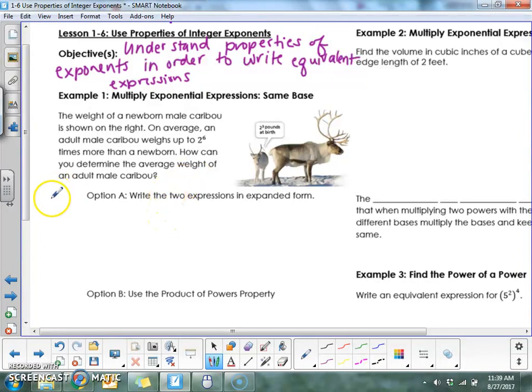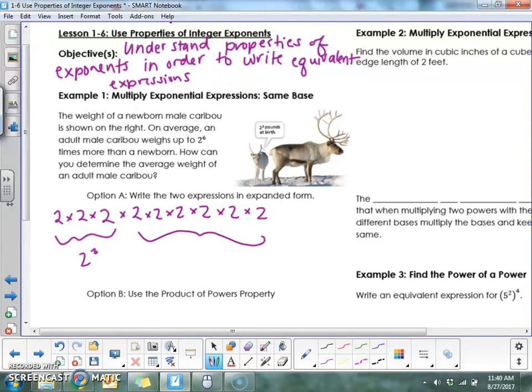So I want us to start by writing this in expanded form. So 2 to the 3rd would be written as 2 times 2 times 2. And then I'm going to multiply that by 2 to the 6th, which is 2 times 2 times 2 times 2 times 2 times 2. Okay? So this is our 2 to the 3rd, and then this is our 2 to the 6th. So we are essentially multiplying. So this is expanded form.